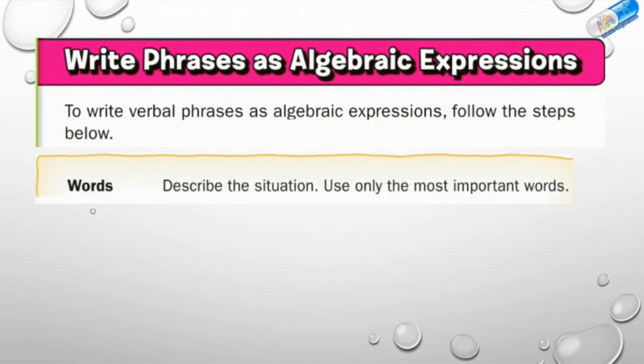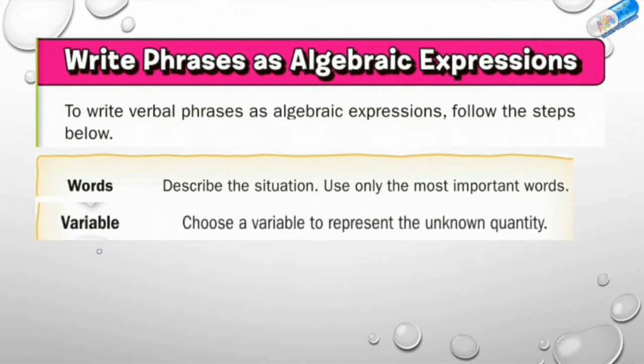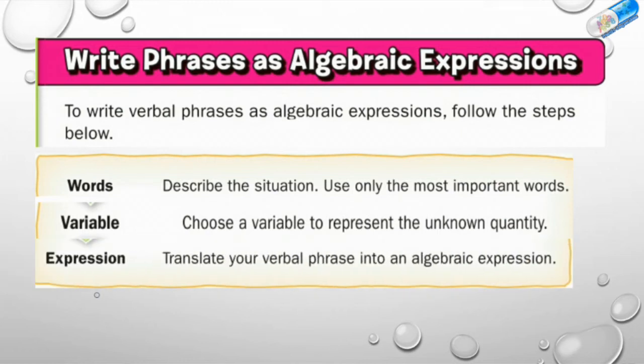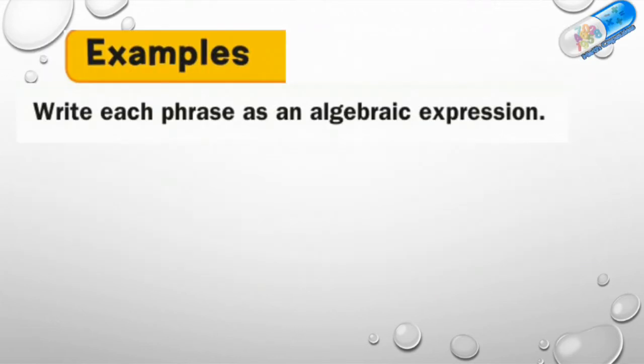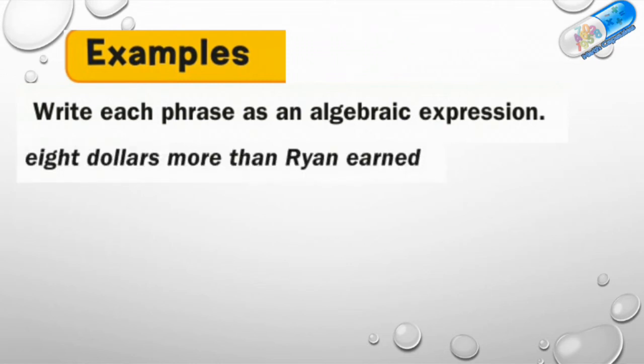The first step: in words, we describe the situation of the phrase. We use only the most important words. Second step is the variable. We choose a variable to represent the unknown quantity. And the third step is we write the expression. We translate the verbal phrase into an algebraic expression. Let us look at these examples. Write each phrase as an algebraic expression.